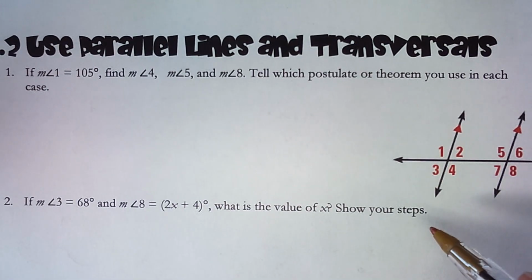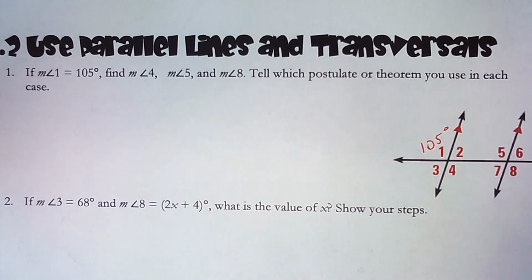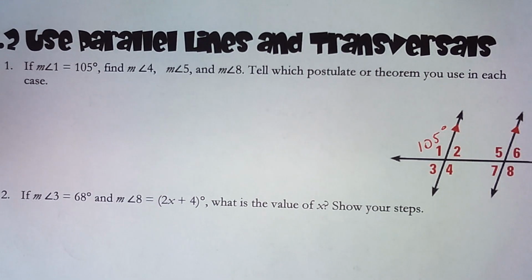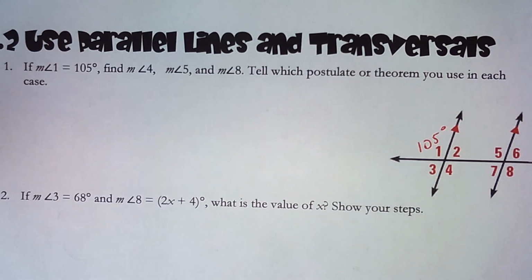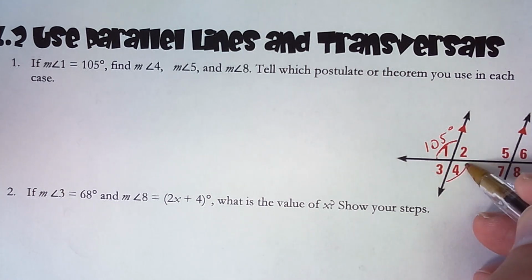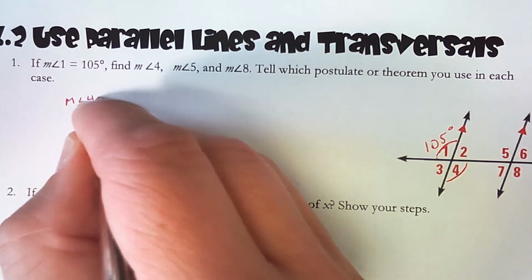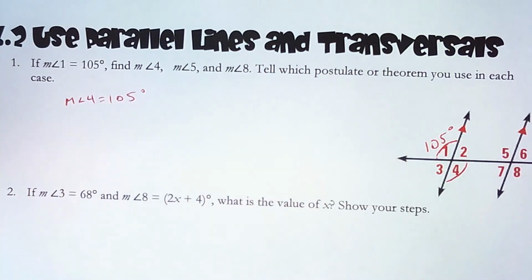All right, if the measure of angle 1 is 105 degrees, find the measure of angle 4, 5, and 8, and tell which postulate or theorem you use in each case. All right, so angle 4.